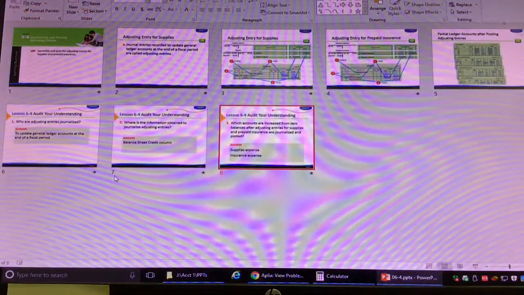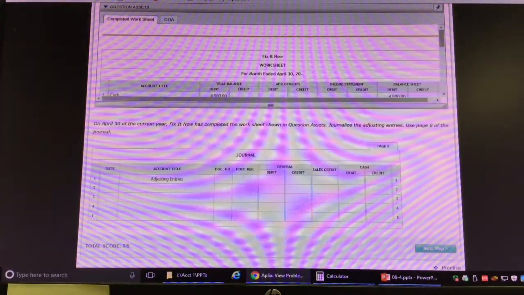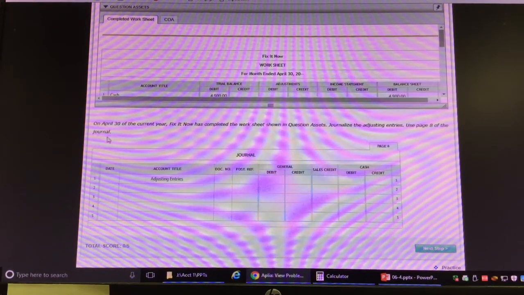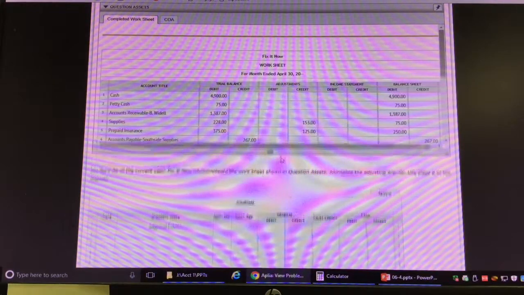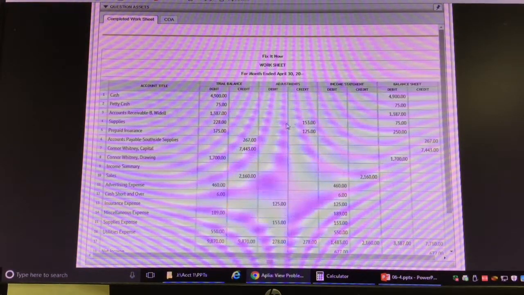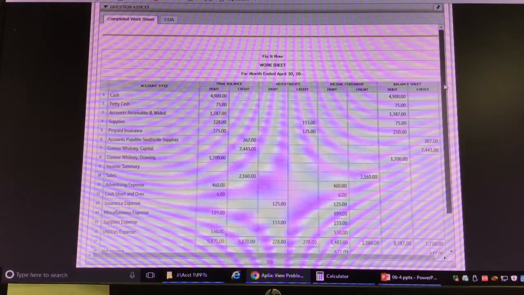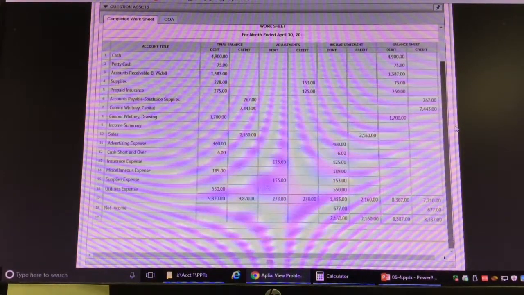Alright, let's go ahead and log into MindTap. For the work together, what they want us to do is, on April 30th of the current year, Fix It Now has completed the worksheet shown above. Journalize the adjusting entries and use page 8 of the journal. I'm going to scroll down so that we can see the account titles. You can see that supplies was credited $153 and prepaid insurance was credited $125. The order does matter, and it goes by the debit.